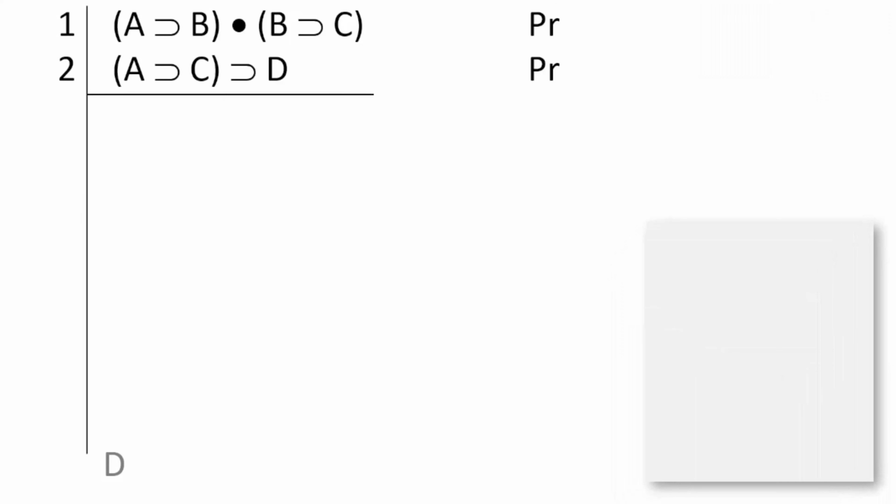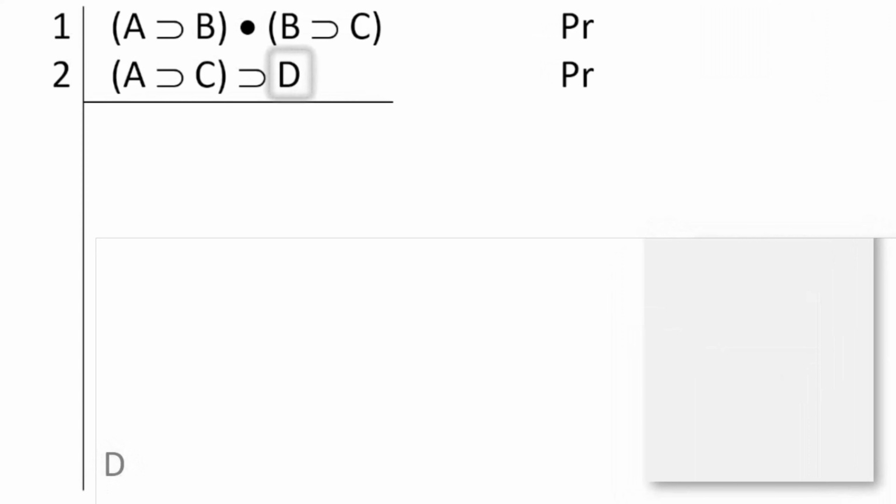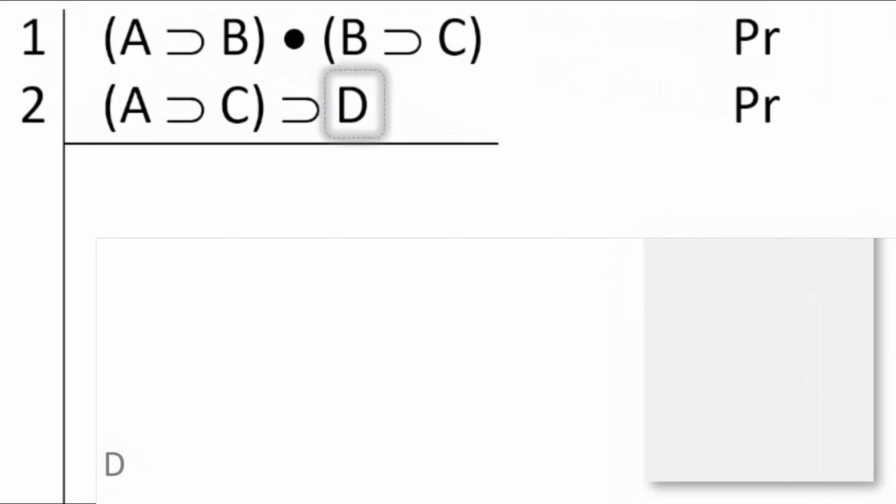We are to derive the conclusion D. If we look at the premises, we will see that D occurs in premise 2 as the consequent of a conditional. So the obvious strategy is to try to apply Modus Ponens, but we must match the antecedent of that conditional. So we must get if A then C to stand on its own line.